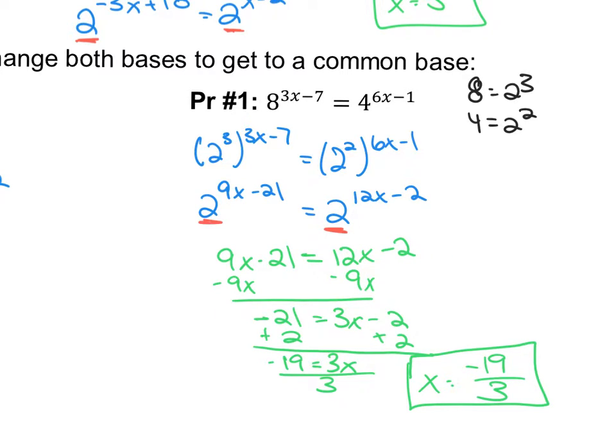And then just doing some algebra, we end up with x equals negative 19 divided by 3, which is not a pretty answer, but I promise it's the correct answer. So if you got this far, great, good job.